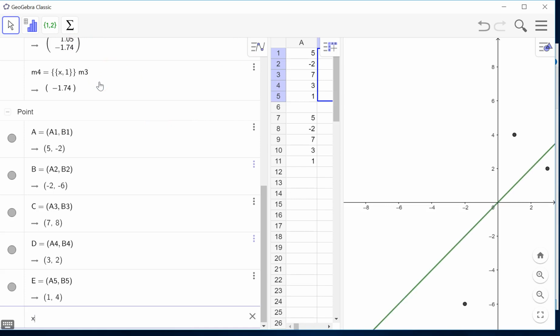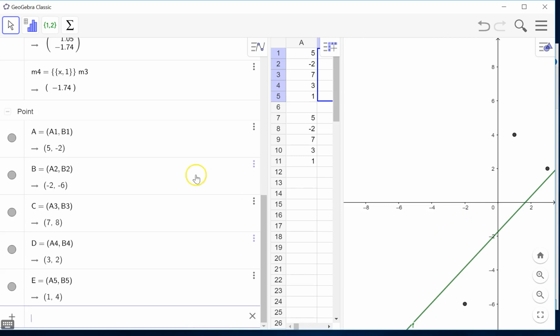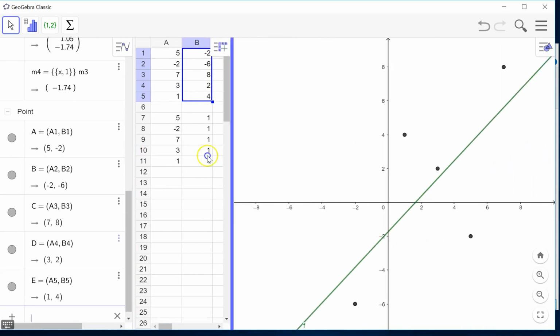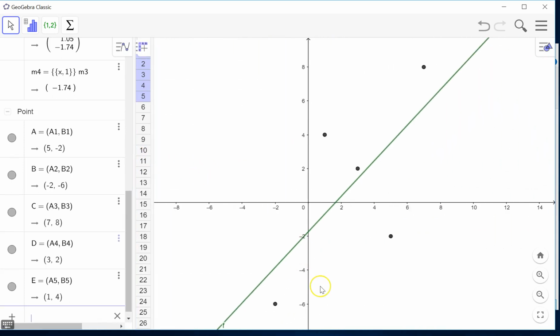Okay, so it thinks there's an x there. That's interesting. All right, I'll just type in the line. So if we do 1.05x minus the 1.74, I was trying to be clever and get it to just, if I took the x comma 1 and multiply it, it should have given me 1.05x minus 1.74, and then I would have plotted it, but it didn't want to do that. So anyway, I just typed it in so that I can see what it looks like.